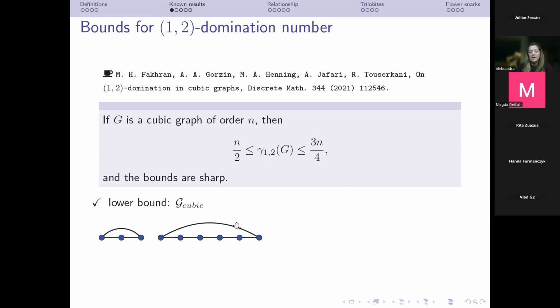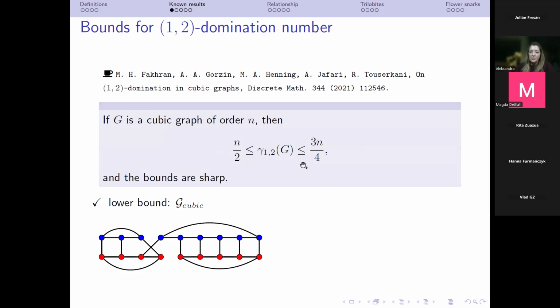Graphs in this family can be constructed in the following way. We start with a 2-regular graph, like this union of these two blue cycles, and then we add another union of cycles on the same number of vertices. So we have 9 blue vertices and 9 red vertices, and then we put a perfect matching between them. Something like this. This is one example of a graph which is in G cubic. So all the graphs look something like that.